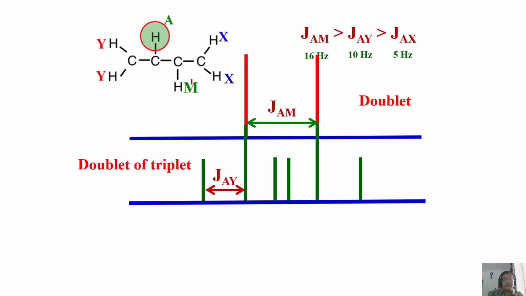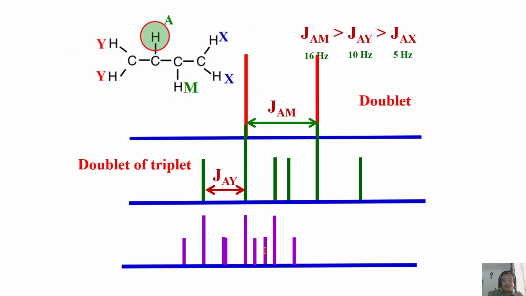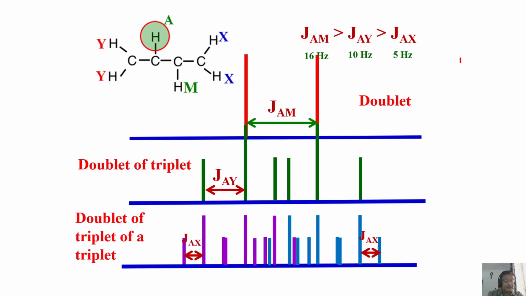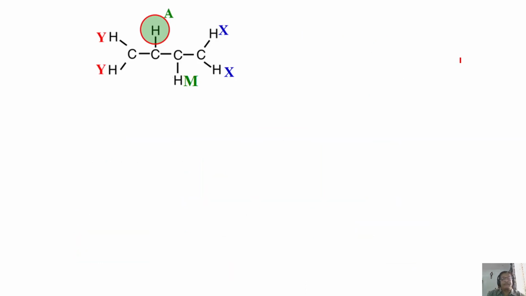First doublet gives you AM coupling. Second doublet gives you AY coupling. Is a second triplet. Now each line of this is a triplet like this. They have to overlap. Come on, very difficult to identify sometimes. And what do you call this one? Larger coupling is doublet, then triplet, and then triplet. It is called doublet of triplet of a triplet. Doublet of triplets. It is called DTT. Doublet of triplets of triplets.